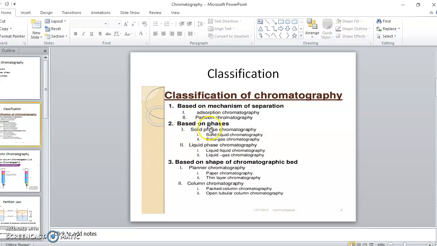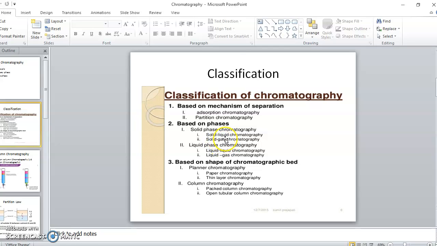Now next is based on phases. There are two phases called stationary phase and mobile phase. So we classify based on their physical state. The one is called solid liquid chromatography. Solid liquid chromatography means here the mobile phase is a liquid while the stationary phase is a solid. So it is called solid liquid chromatography.